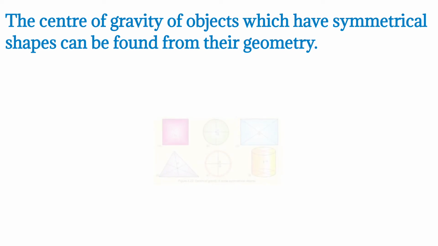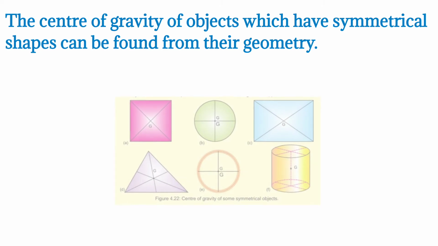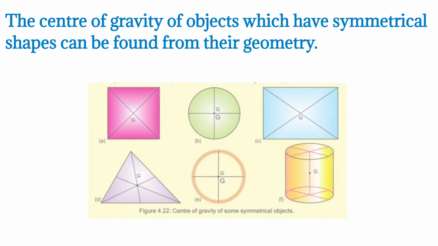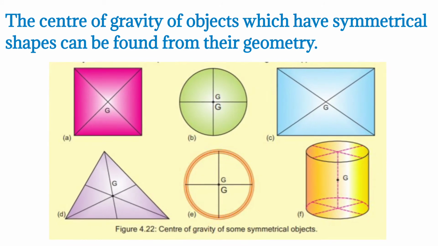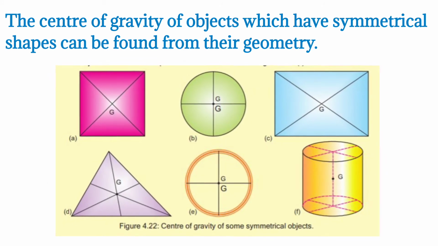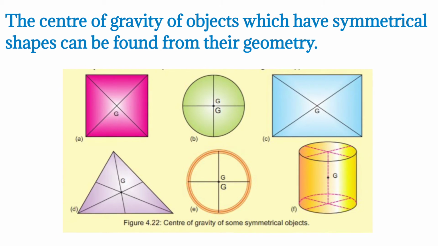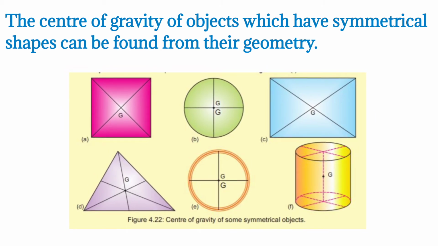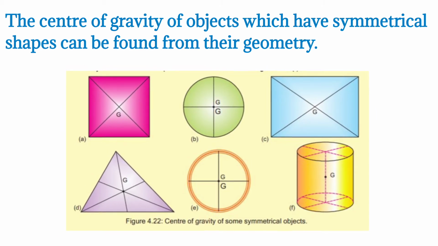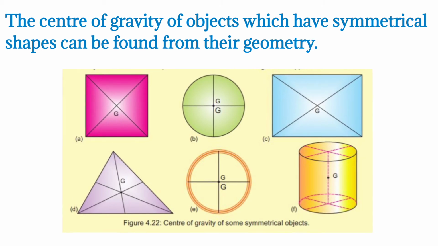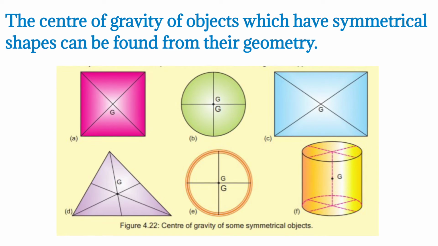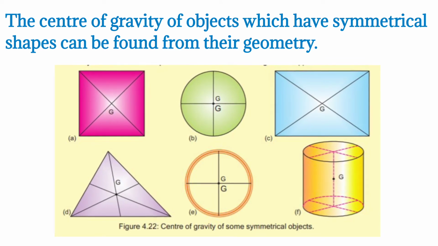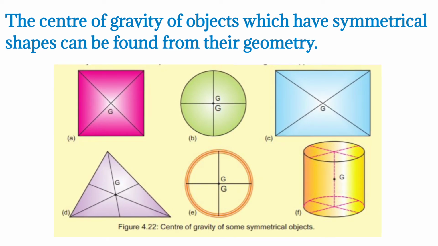The center of gravity of a uniform circular disk is its center, as shown in figure. The center of gravity of a solid sphere is the center of the sphere, as shown in figure. The center of gravity of a uniform triangular sheet is the point of intersection of its medians, as shown in figure. The center of gravity of a uniform solid or hollow cylinder is the middle point on its axis, as shown in figure.